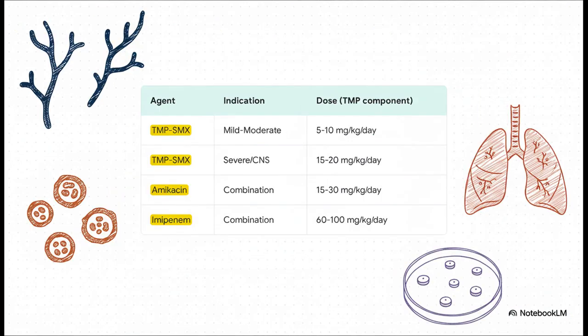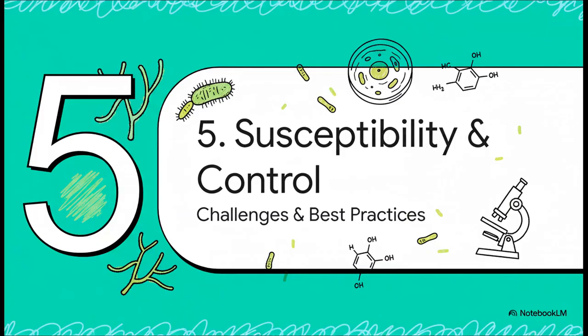Now, when we're treating kids, the same principles apply, but the dosing gets a bit trickier. Everything is based on the child's weight, so it requires very careful calculation. Trimethoprim-sulfamethoxazole is still the workhorse, especially for mild to moderate disease. But as you can see, for the really severe infections, or especially if the central nervous system is involved, you've got to hit it hard and ramp up that dose significantly to give them the best chance at a full recovery.